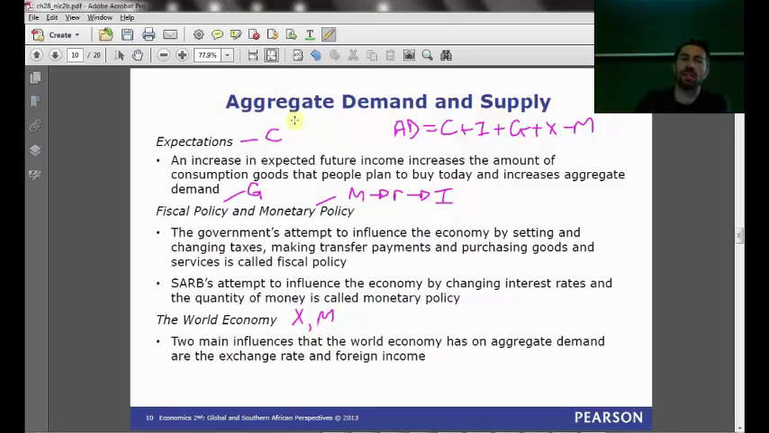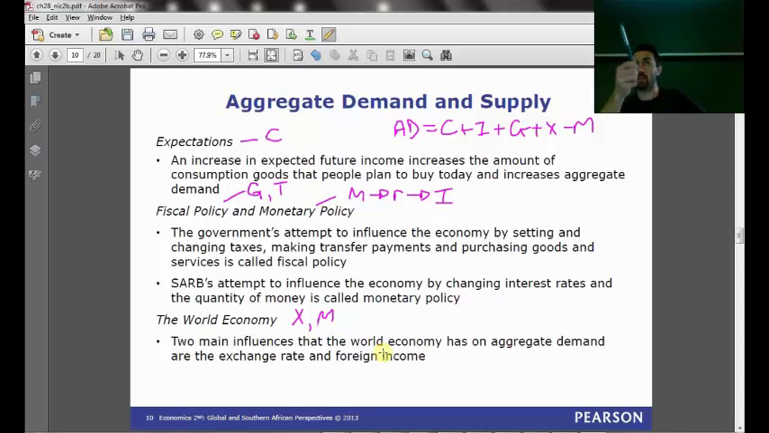Expectations can change C, it can also change I, but normally we just worry about C. Fiscal policy, obviously changing G, and it can also change T. Obviously, taxes comes into consumption here. Monetary policy, changing M, which changes R, which then changes I. And our world economy, we have a change in exports and a change in imports. So two main influences that the world economy has on aggregate demand are the exchange rate and foreign income.